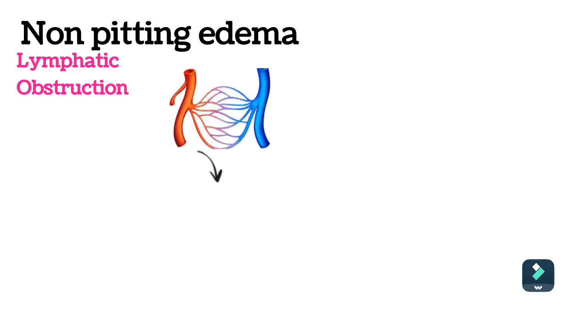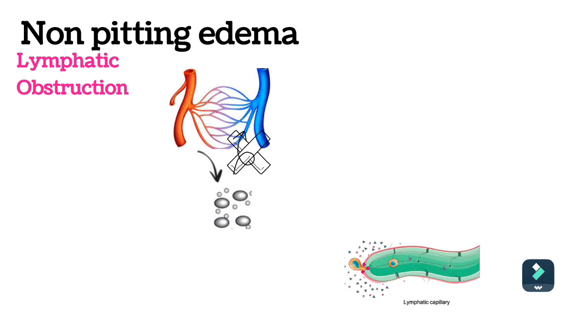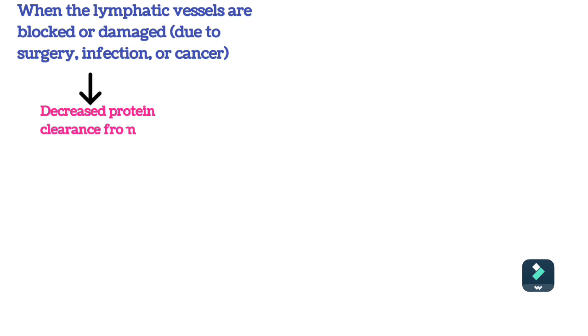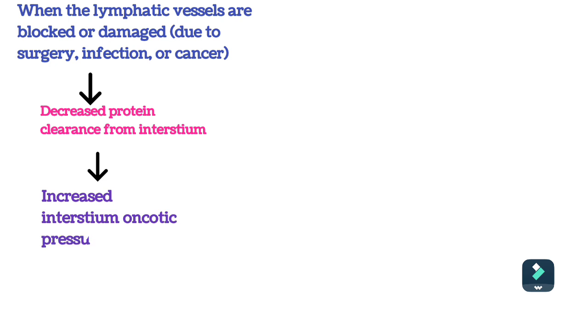Next, let's discuss the causes of non-pitting edema, which is due to lymphatic obstruction. During capillary filtration, a small amount of protein leaks into the interstitium. These proteins cannot be reabsorbed back, but are instead removed by lymphatic drainage from the interstitium. When lymphatic vessels are blocked or damaged due to surgery, infection, or cancer, this leads to decreased protein clearance from the interstitium, resulting in increased interstitial oncotic pressure and causing edema.